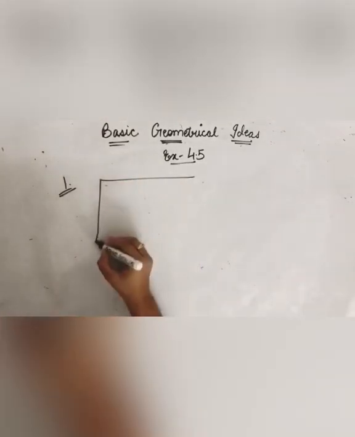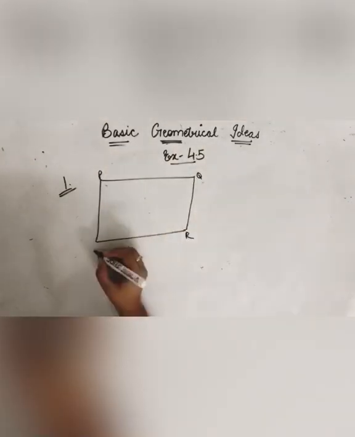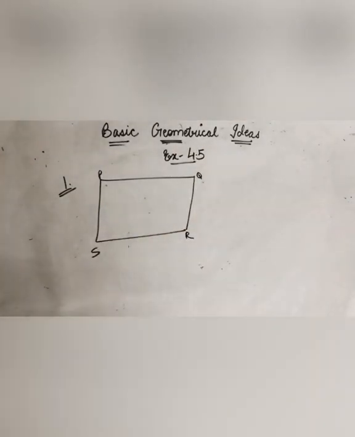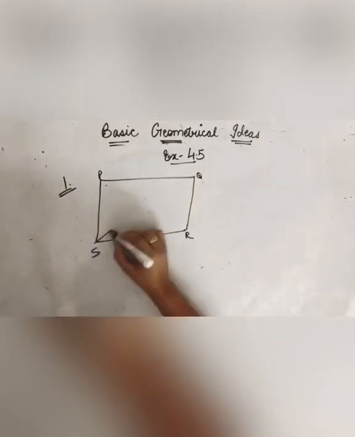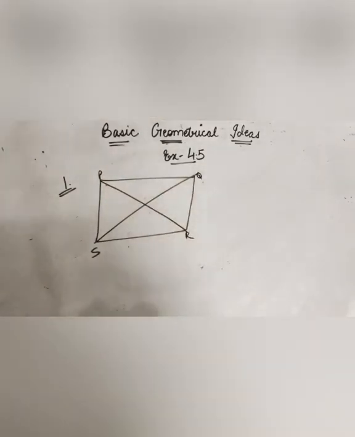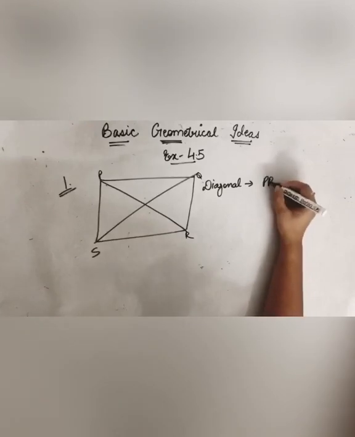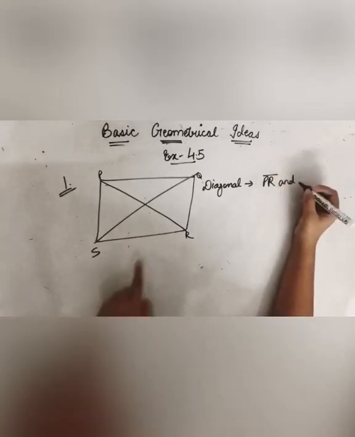Exercise 4.5, first question. Draw a rough sketch of quadrilateral PQRS. You have to draw a quadrilateral PQRS. Name it. Draw its diagonals. What were diagonals? You have to join the vertices with each other. So a quadrilateral has 2 diagonals. This is the first one and this is the second one. First diagonal is PR and the second is QS.